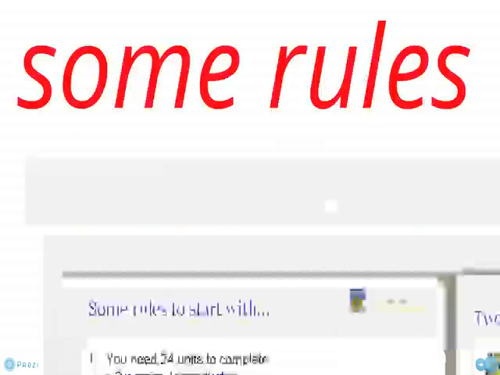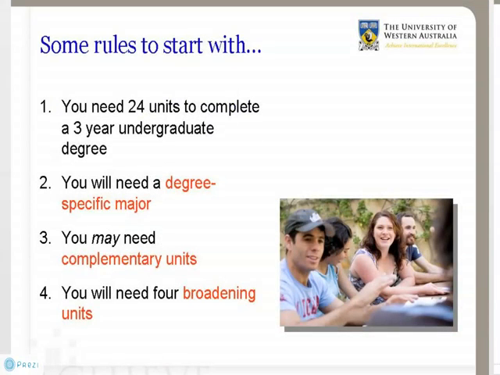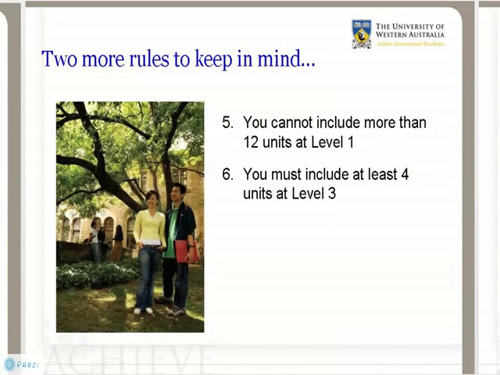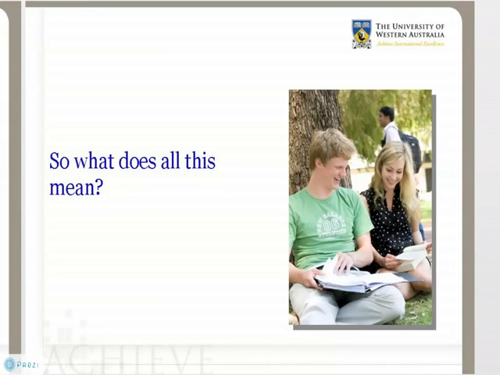Okay. You need 24 units to complete a 3-year undergraduate degree. You need to include a degree-specific major. You may need some complementary units, and you will need some broadening units. So is that it? Well, 2 more things to keep in mind. You can't take more than 12 units at level 1, and you must take at least 4 units at level 3. But I don't really know what all those terms mean.